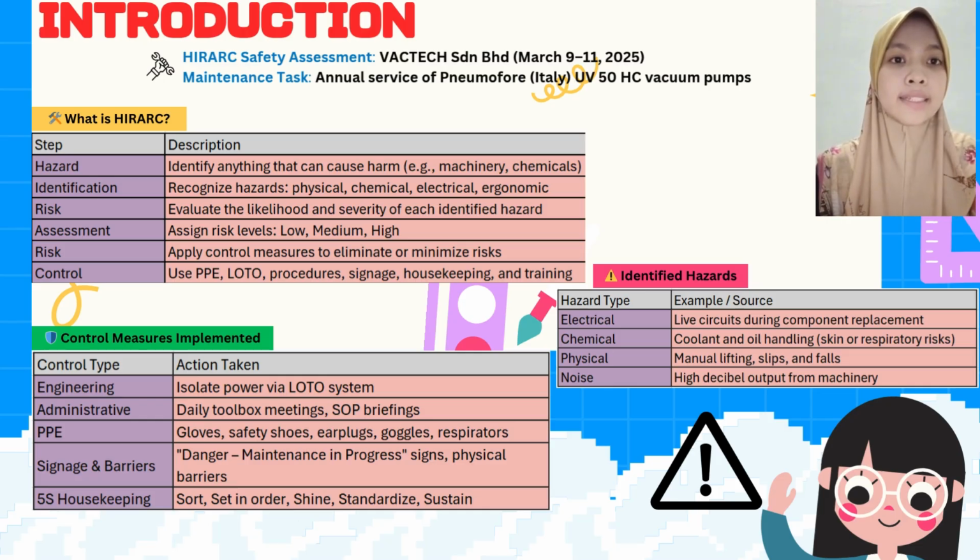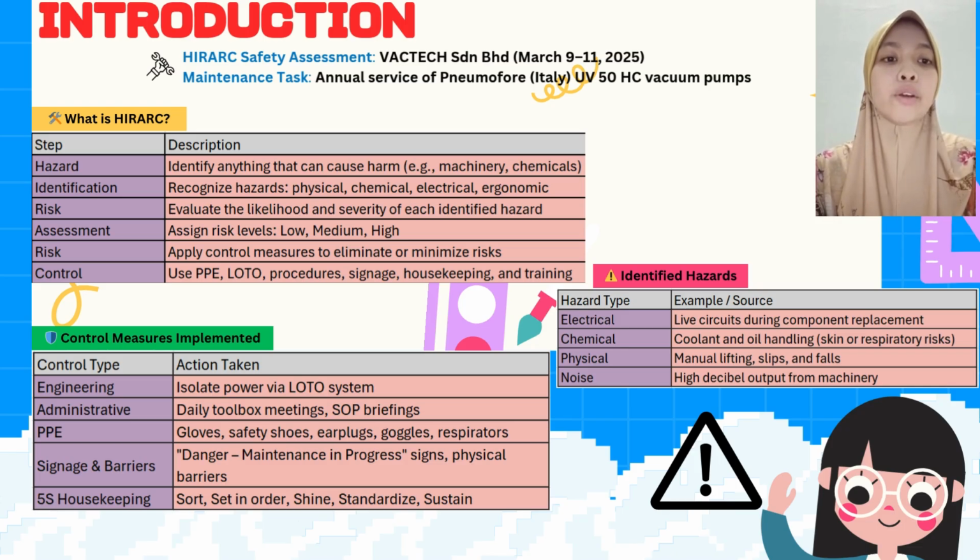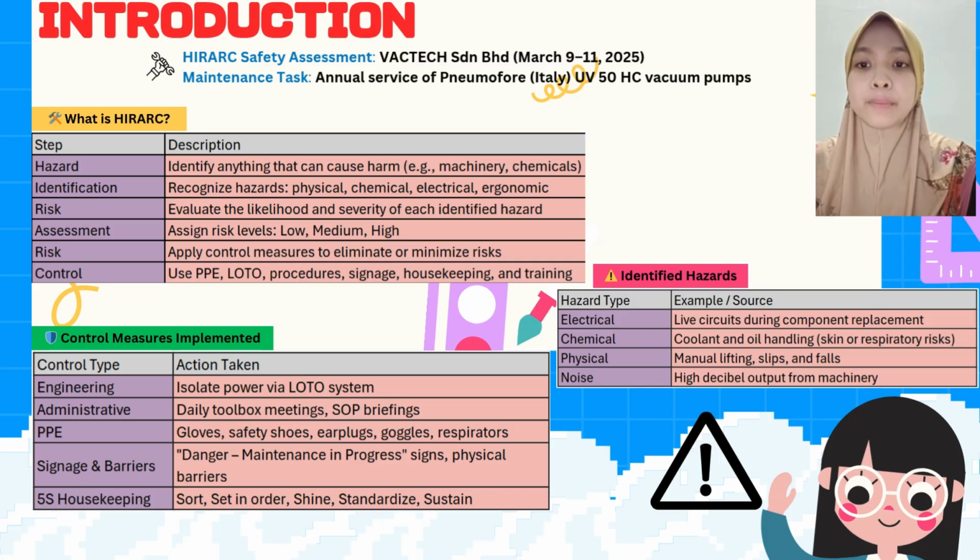Auto identify hazards. Hazards are allocated into 4. First, electrical, like live circuit during component replacement. Next, chemical, like coolant and oil handling, which can expose to skin and respiratory risk. Next, physical, like manual lifting, slips and falls. Then, noise, which is high decibel output from machinery. How are control measures implemented?